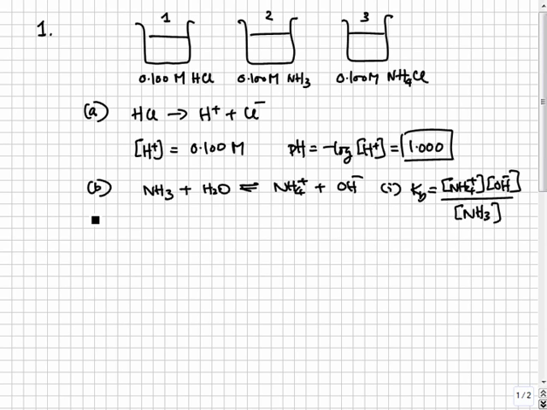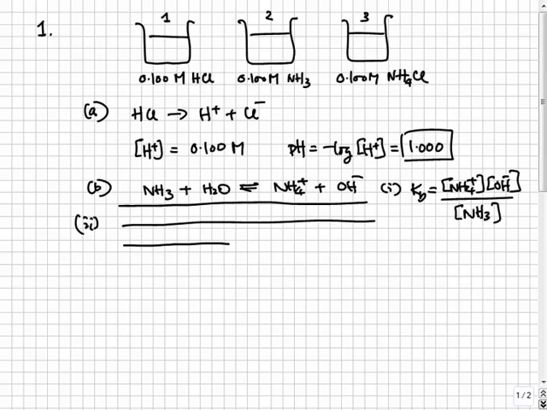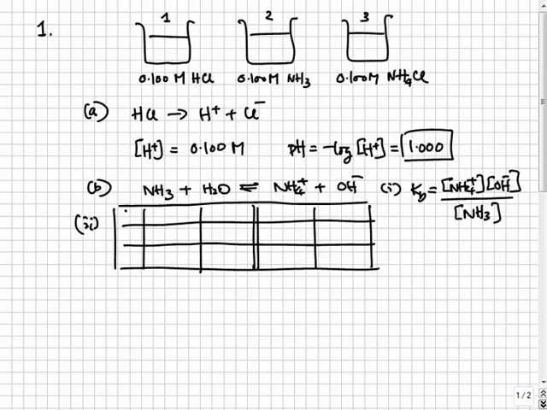Part 2. To calculate the OH minus concentration of a weak base solution, you need to do an ICE calculation. So we'll set up the ICE table. The initial concentration of the NH3 is 0.100 molar as specified by the problem, and the concentration of the NH4 plus and the OH minus are both 0.